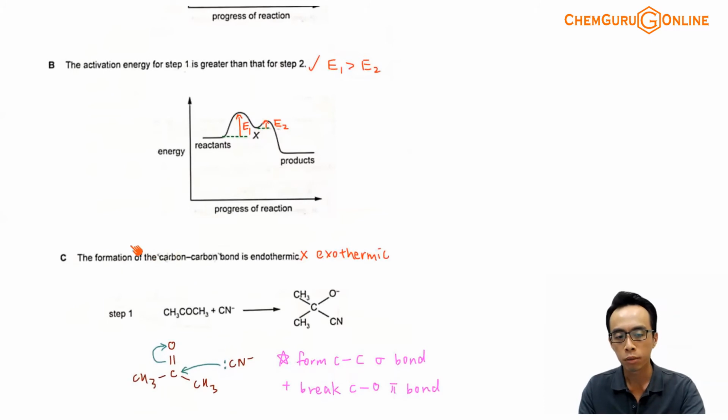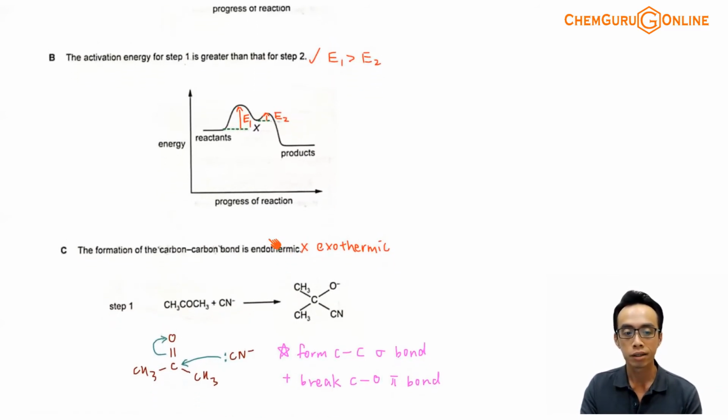Now option C, formation of the carbon-carbon bond is endothermic. By right, if I'm forming any bond, energy should be released. It should be an exothermic process. So it is not reasonable for me to say that the formation of a carbon-carbon bond is endothermic. Bond formation is exothermic, bond breaking is endothermic. Actually, if I look at option C, this statement in itself doesn't really make sense. It is problematic. Why would the question suggest to us that this process is endothermic?